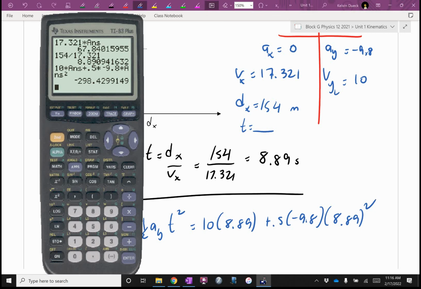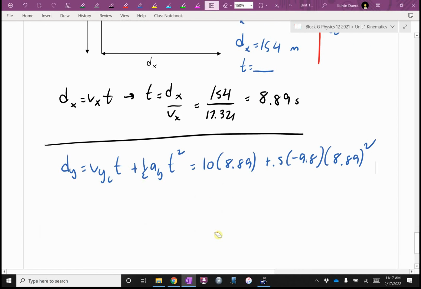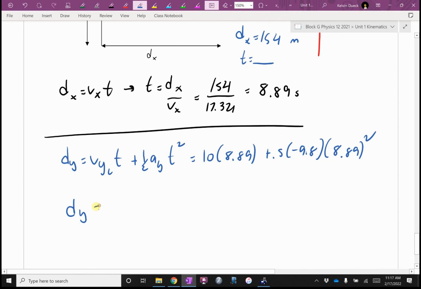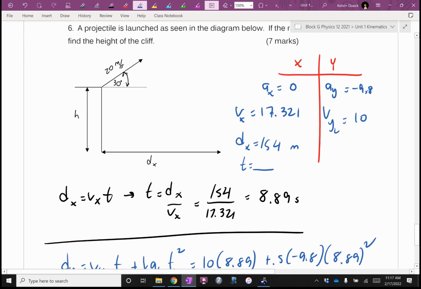Do you get... Why did I get a negative? Oh, I'm okay with that. You're right. It's saying you're going to end up below from where you started, Captain Obvious, and I did. Is it negative 298? Okay. If you left your answer as negative, I'm okay with that. Technically, height is a scalar, so I would probably report it as 298 meters. But if you said negative, I'm fine with that. If you had that, you would get 7 out of 7.